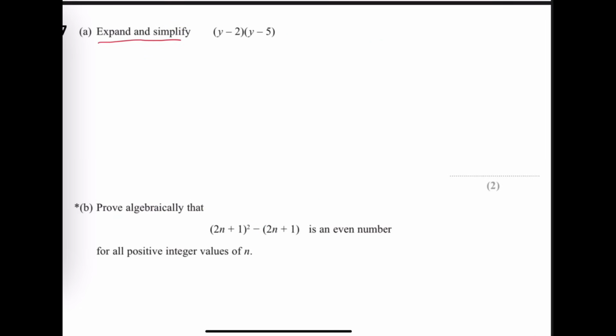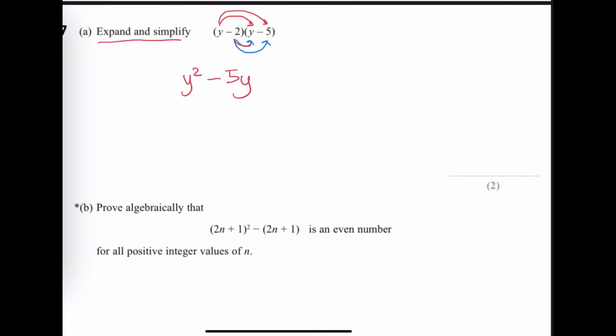Expand and simplify (y minus 2)(y minus 5). So first we are going to expand it. So we're going to times y with this y and y times minus 5. Then we're going to do minus 2 times y and minus 2 times minus 5. So let's start with y times y, which is y squared. Then we do y times minus 5, so it will be minus 5y.